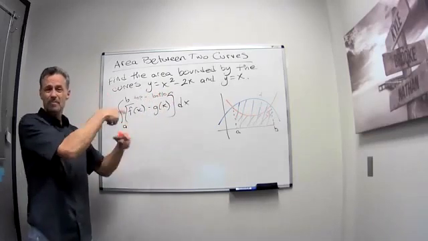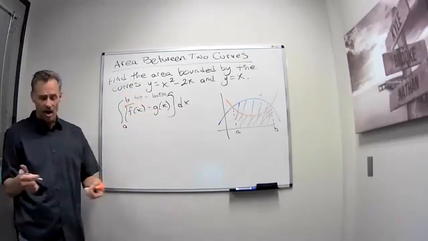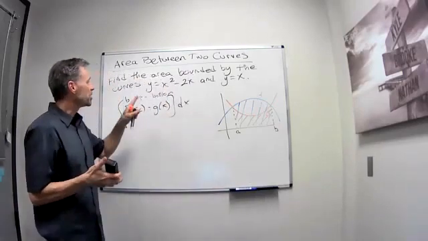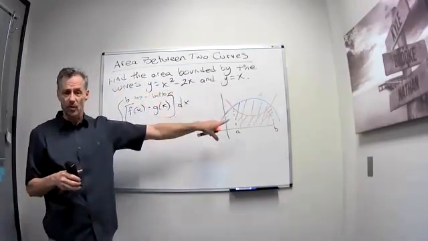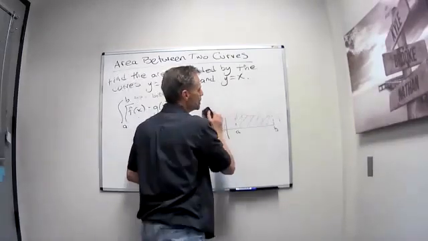If you accidentally did the bottom minus the top, you'd get the same number, just the wrong sign. You'd get a negative sign. Obviously, an area can't be negative. So let's go ahead and do this problem. The first thing we want to do for these two functions is see where they cross. I want to find where they're bounded, so I have to find out where they cross.